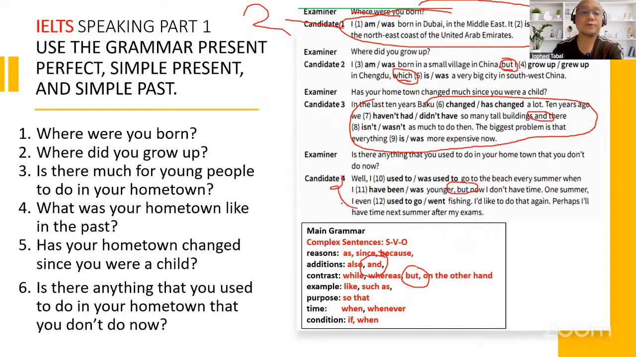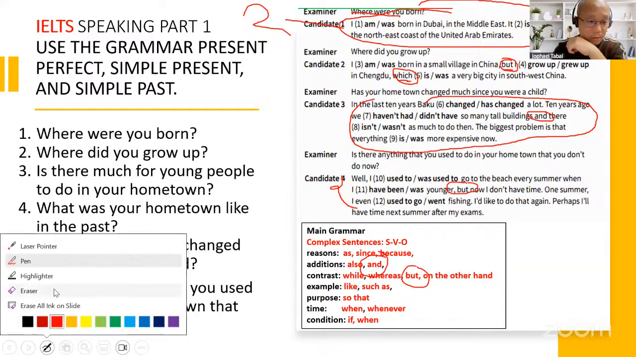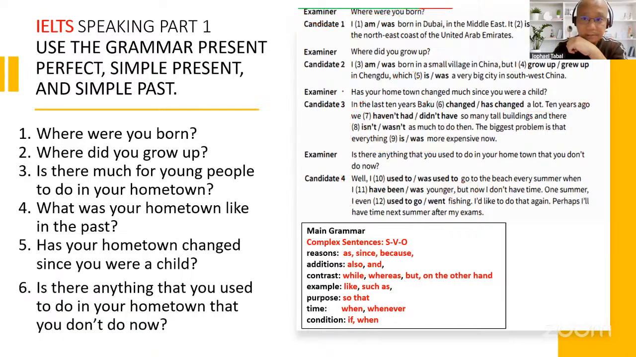So I want you to answer these 4 questions here, everyone, not 6, okay? Although there are 6 questions here, I only want you to answer 4 questions. Number 1, where were you born? Number 2, where did you grow up? Has your hometown changed much since you were a child? And is there anything you used to do in your hometown that you don't do now? Okay, so 4 questions only.